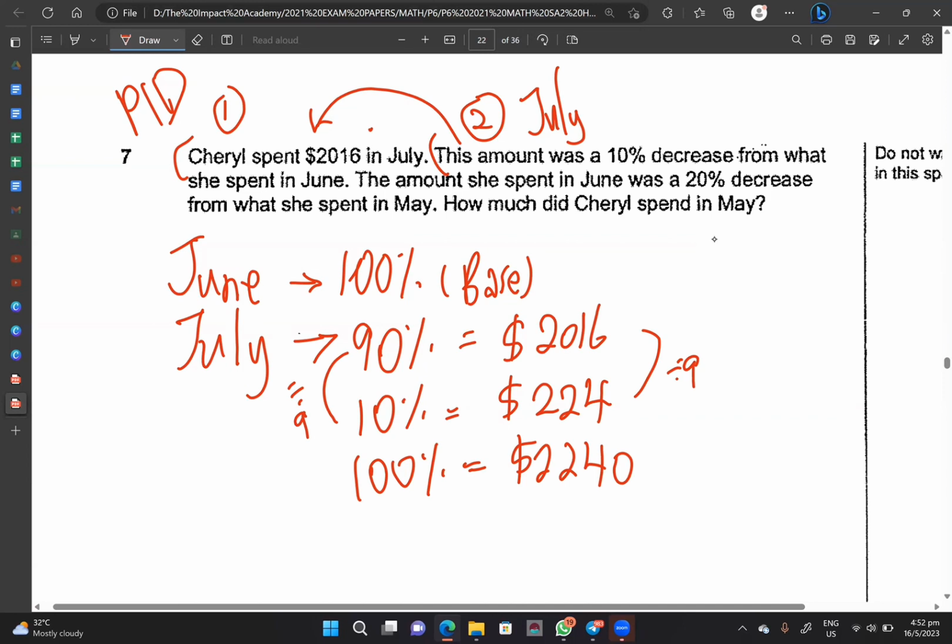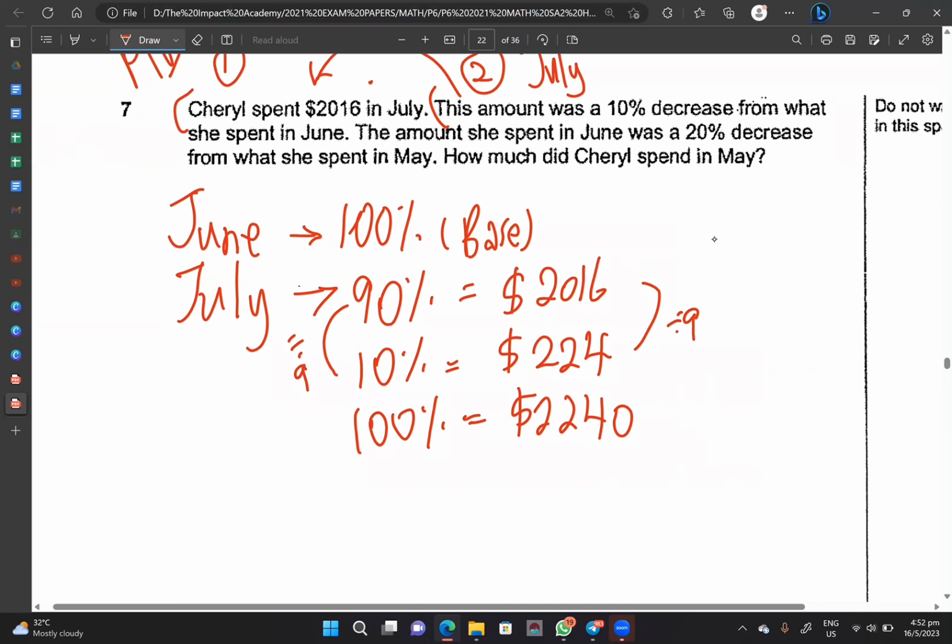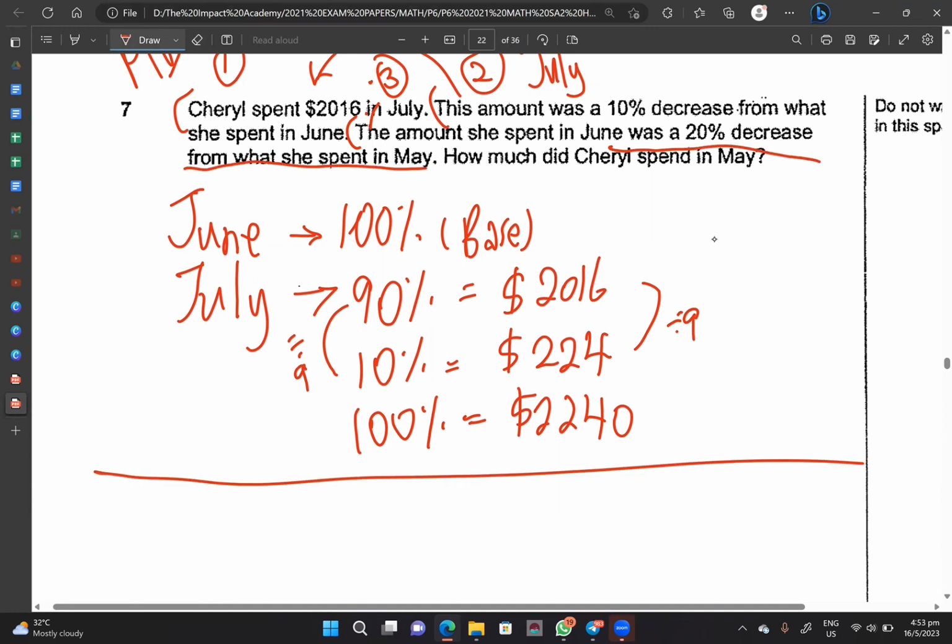Now once you're done with this, you want to go on. Of course, the question says this amount, again, sentence number 3. The amount referring to which amount? The amount she spent in June, which is how much? 2016, was a 20% decrease from what she spent in May. Tell me, which one is my base? In May. So now they are comparing June and May, correct?